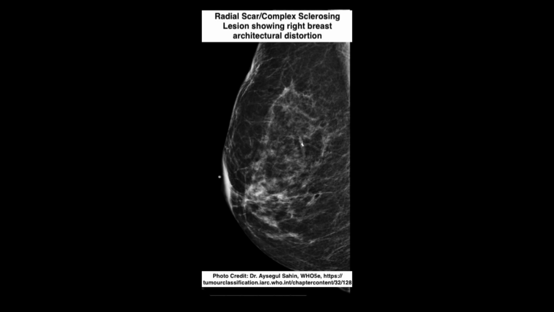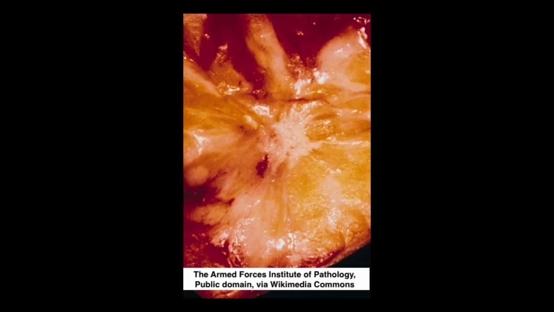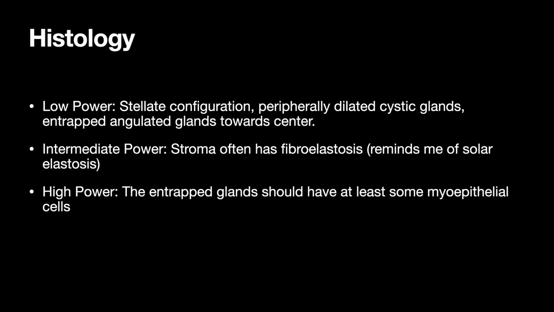Here is a mammogram of a radial scar/complex sclerosing lesion showing right breast architectural distortion and some jagged/stellate outlines. And this is a gross image of a resection that was done for radial scar. We can see white fibrous tissue in an angulated stellate, star-like figure in a background of adipose tissue. And you can imagine this looks clinically, radiographically, and grossly like cancer.